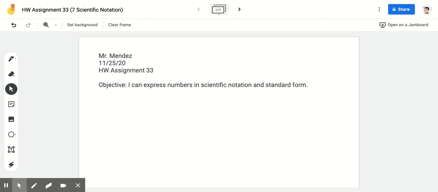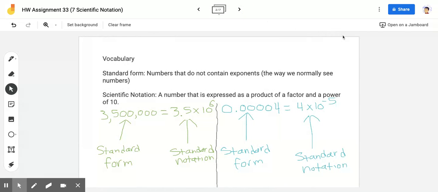Homework assignment 33. We're getting into the fact that you will be able to express numbers in scientific notation and standard form. We'll talk about what all of that means. Standard form are numbers that do not contain exponents. So the way that we normally see numbers are numbers in standard form. Scientific notation is a number that is expressed as a product of a factor and a power of 10. All right, and we'll be very careful about how we say these values.